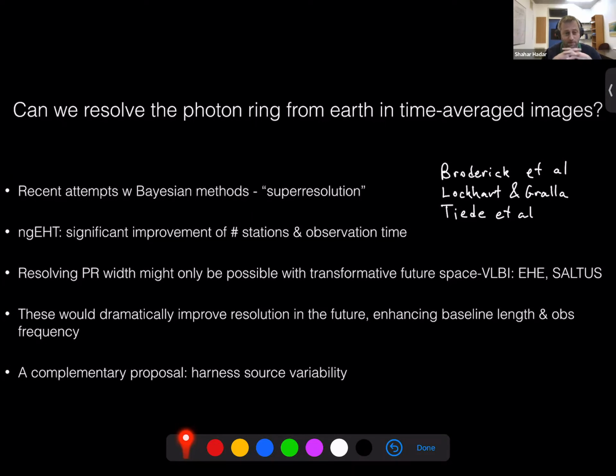I already said something about the ngEHT. And therefore, at least a significant part of the community, for the time averaged images, is now focusing on developing future space VLBI experiments in order to resolve the photon ring in time averaged images. There are two proposals being discussed. One is Saltus, one is the Event Horizon Explorer. These are future experiments, of the order of 10 years, probably.